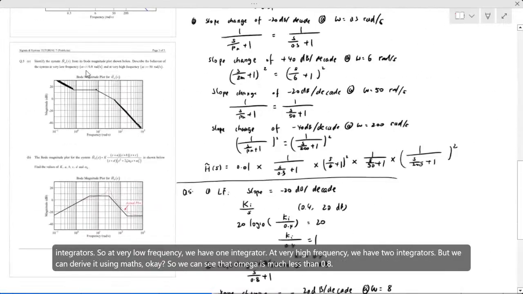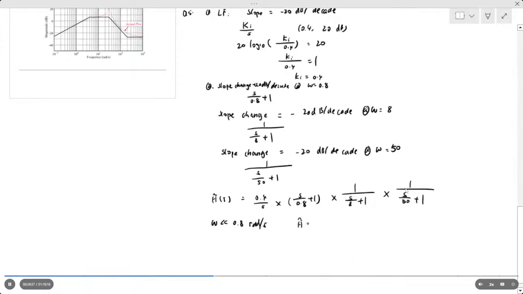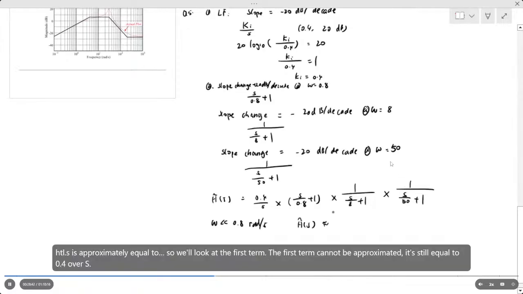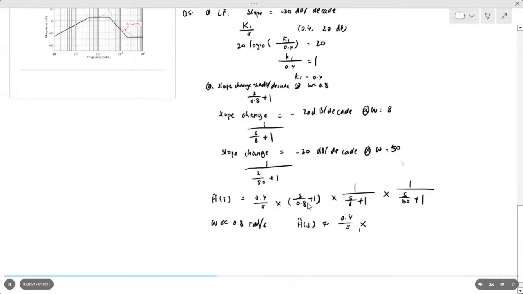Okay, so we can see that when omega is much less than 0.8 radians per second, HTL.S is approximately equal to, so we look at the first term, it cannot be approximated, it's still equal to 0.4 over S. And then in the second term, since S is much less than 0.8, it can be approximated by 1, because the first term will be much less than 1.